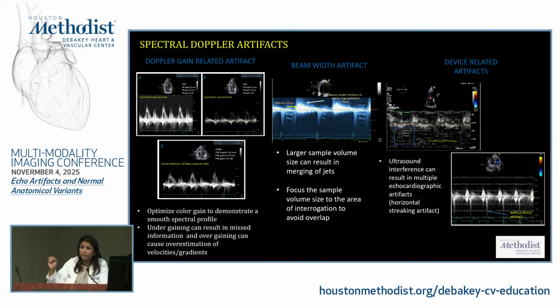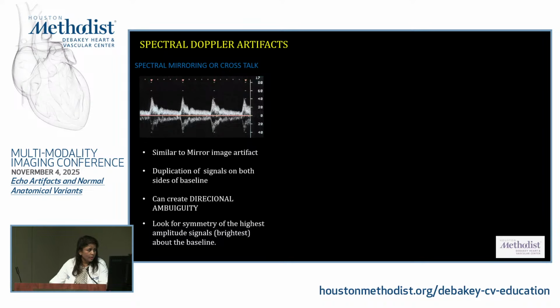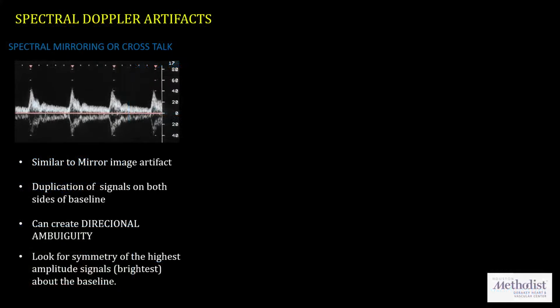You really want to look at the modal velocity and measure the exact peak and not over-exaggerate it, right? All right, what about this one, guys? That's the mirror image artifact, right? Or the crosstalk. If you see exactly, it's a reflection of what's going on above the baseline. And always go for the brighter signal, which is the real one.